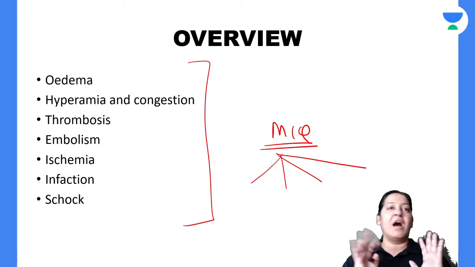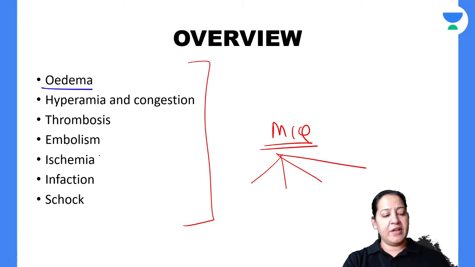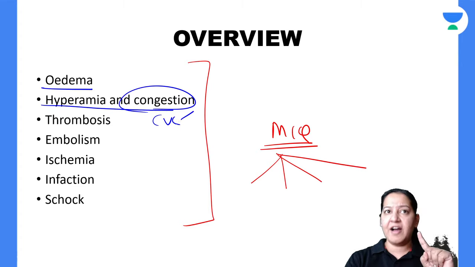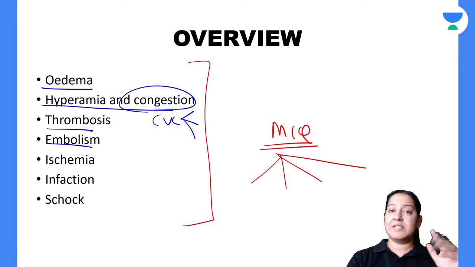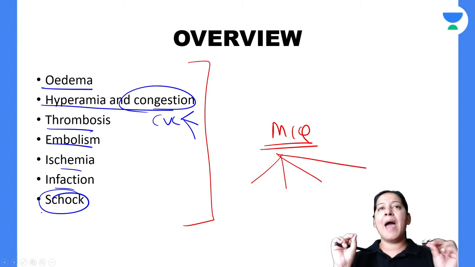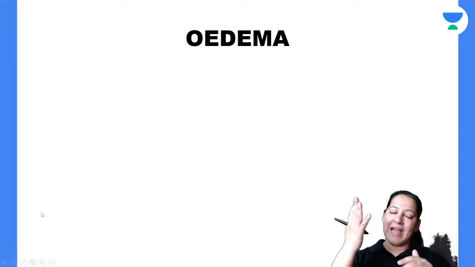So let me start hemodynamics. In hemodynamics, I am going to cover edema. So today, the first lecture is edema. In the next lecture, I am going to cover hyperemia and congestion, that is CVC. I will cover CVC of three organs: lung, liver and spleen. After that, I am going to cover thrombosis and embolism in the next lecture. After that, ischemia, infarction and last but not least, shock. I am going to cover all these topics one by one. So without wasting time, let me start edema.